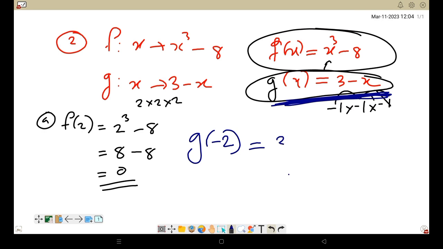g of minus 2. Look at this: g of x is equal to 3 minus x, so that is 3 minus, and the x value is minus 2 here, so minus 2 like that. So that is 3 minus minus, it becomes plus 2, answer is 5. Okay, so g of minus 2 is equal to 5. Clear? Okay, now we can go to the next problem.